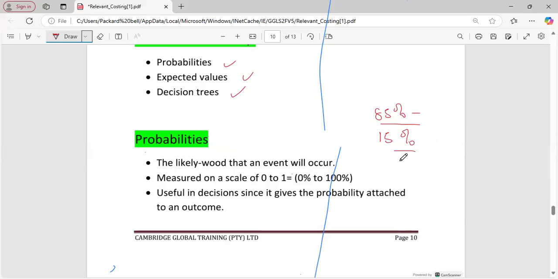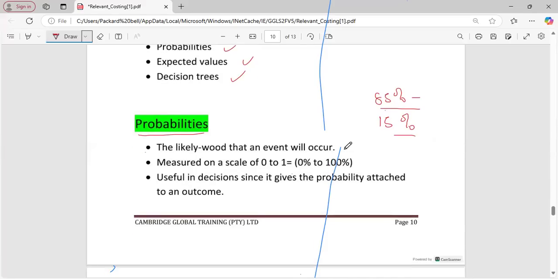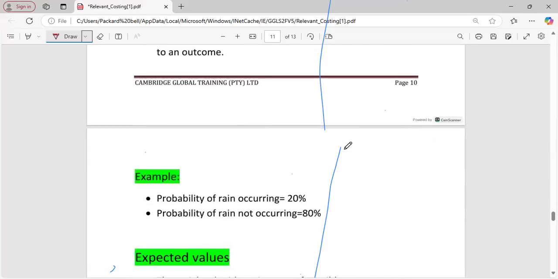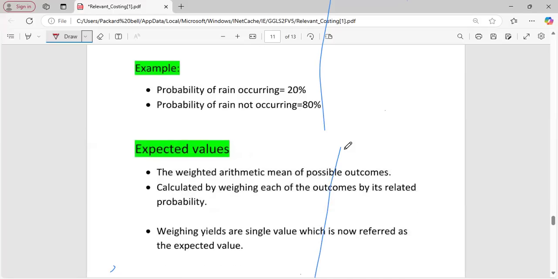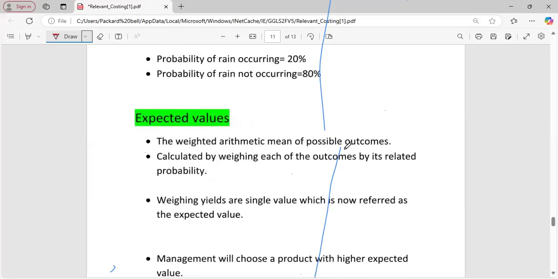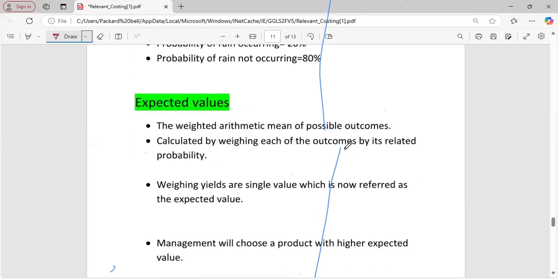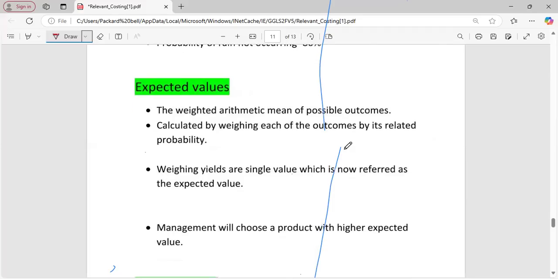But we are not going to use this probability much for MNC. If there is a probability attached to an outcome, then we use that probability to determine the outcome. Then expected values, these are what sometimes we are required to come up with. What are these expected values?